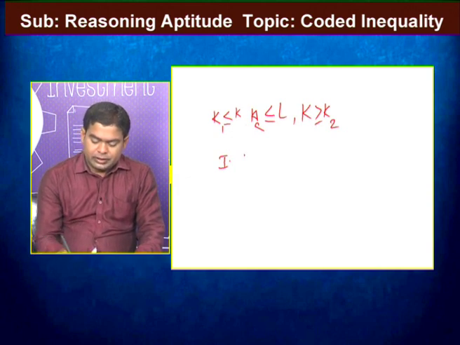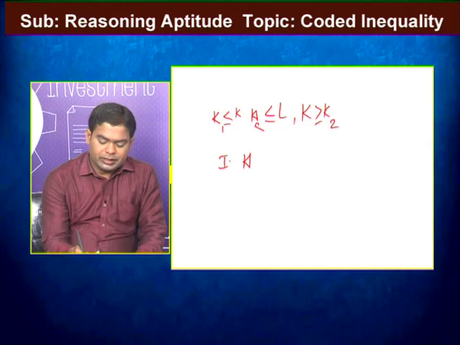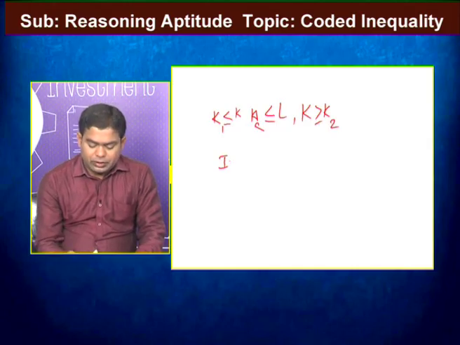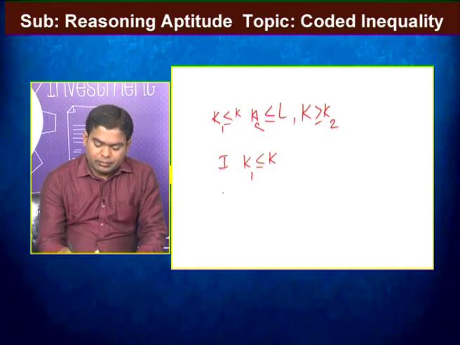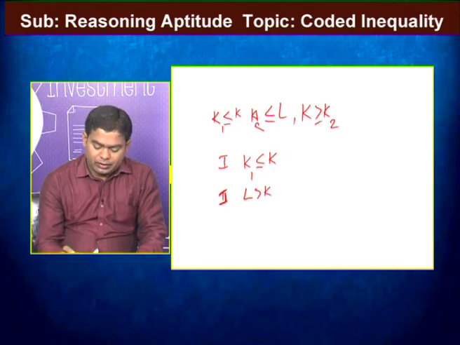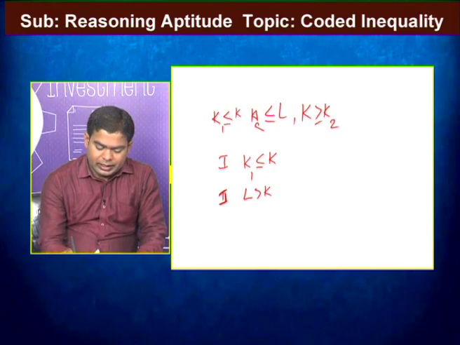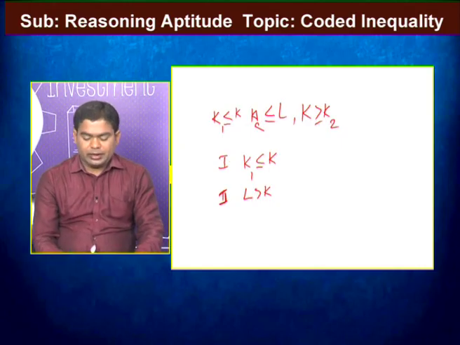This is the statement. Again we apply the inequalities for the given conclusions. Conclusion 1 is k1 percentage k, here percentage is denoted less than or equal to, so k1 less than or equal to k. And conclusion 2 is l hash k, here hash is denoted greater than, so l greater than k.